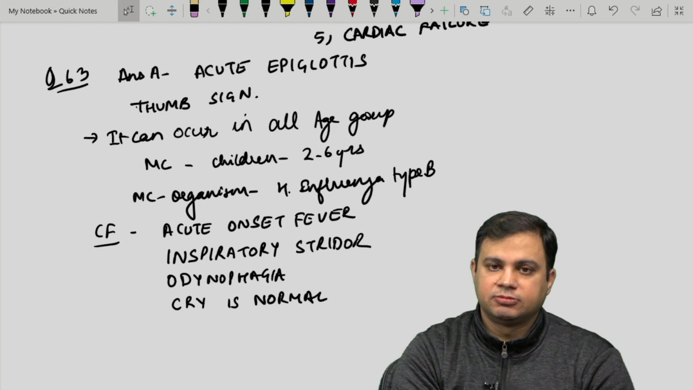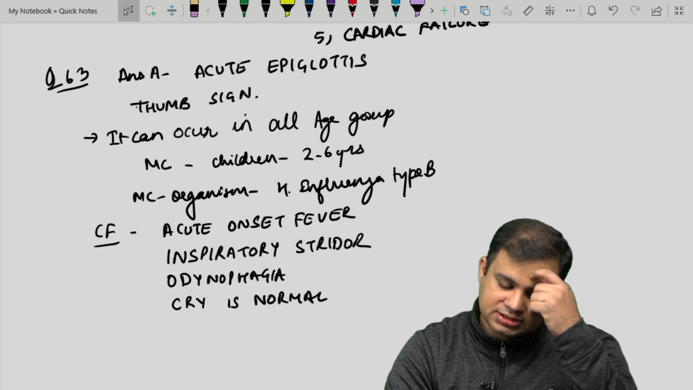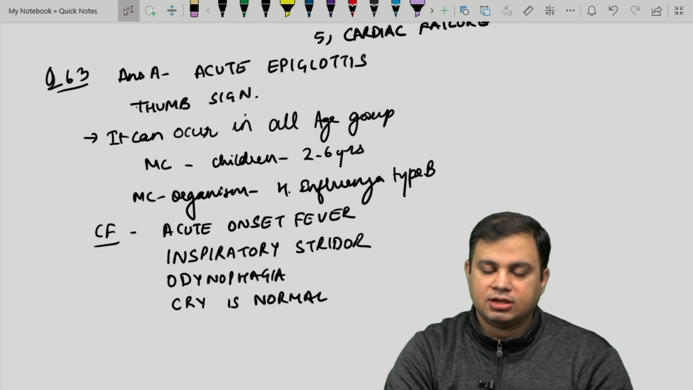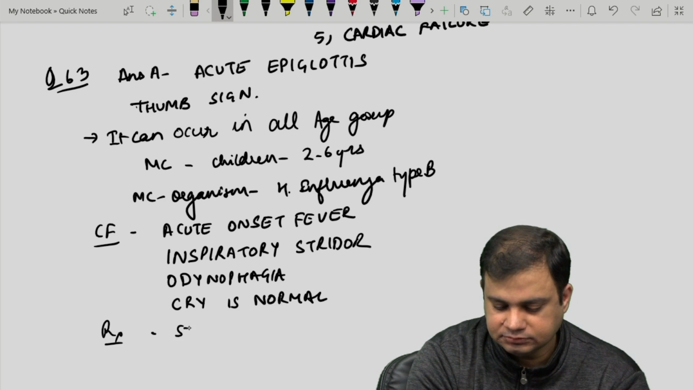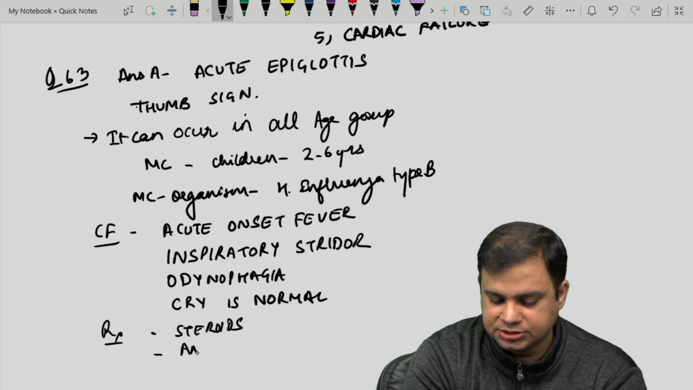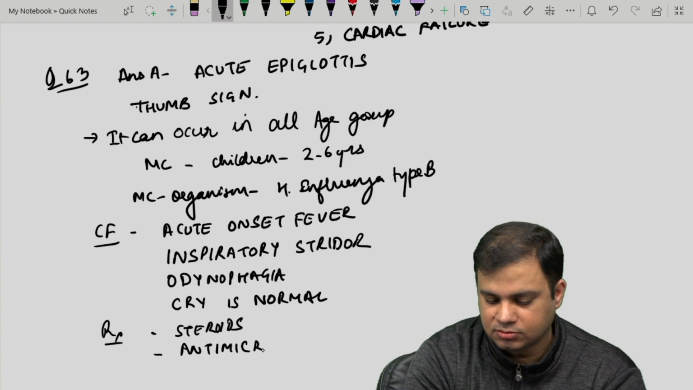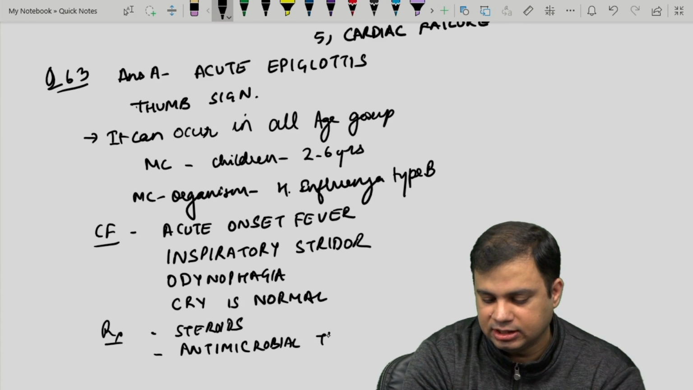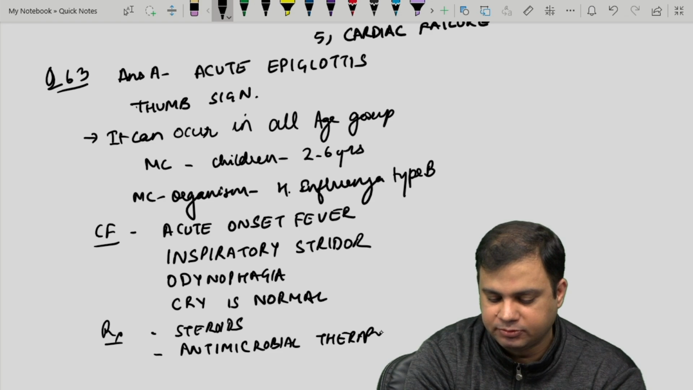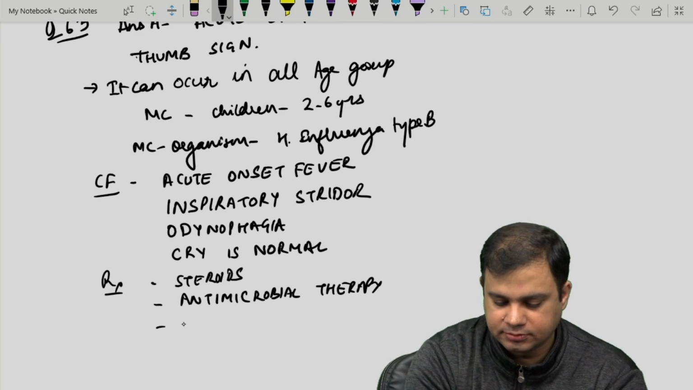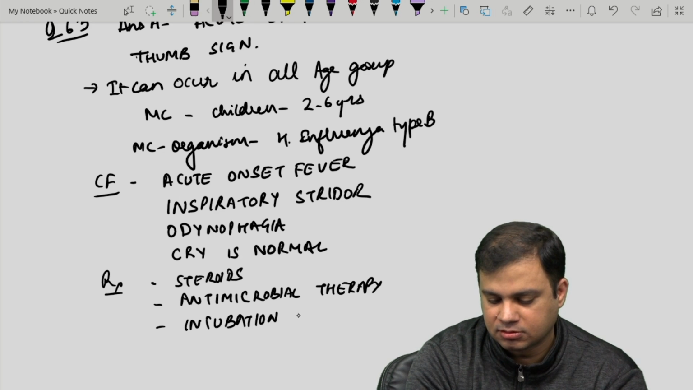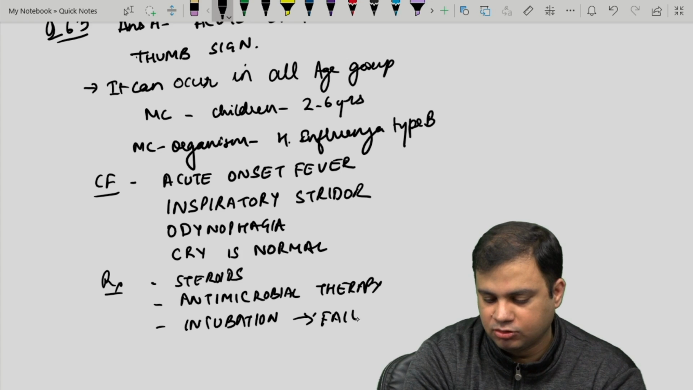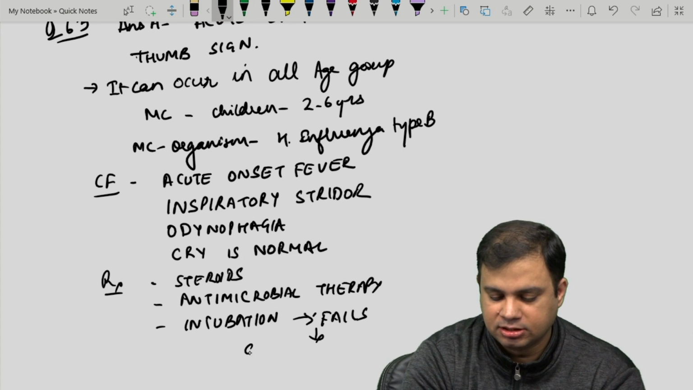So this is how a patient will present to you, and depending upon the severity of the patient, we can give steroids, and we can give nebulization, or we can start the patient on antimicrobial therapy. And if the airway is getting compromised, our first option will be to intubate the patient, but if the intubation fails, then we go for an emergency tracheostomy.